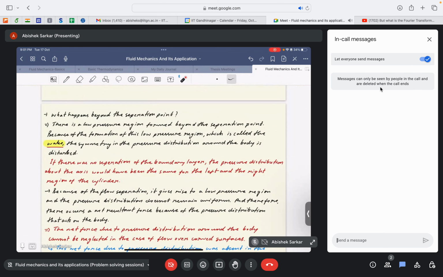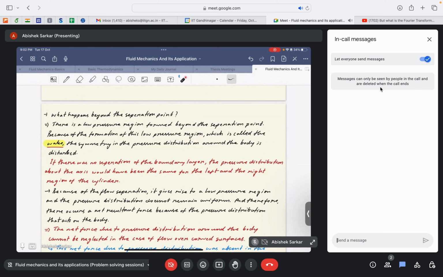So what happens beyond the separation point? There is a low pressure region formed beyond the separation point. Because of the formation of this low pressure region, which is called the wake, the symmetry in the pressure distribution around the body is disturbed, which we didn't observe in the case of low Reynolds number flow. It was symmetric on both sides, right?